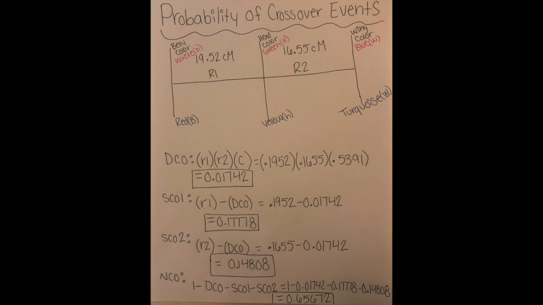And finally, to find the no crossover, you do 1 minus the double crossover number from above, minus the single crossover 1 number from above, minus the single crossover 2 number from above. In this case, that gives us 0.65672. And we will use all of these numbers later on to find the possibility of each individual gamete.